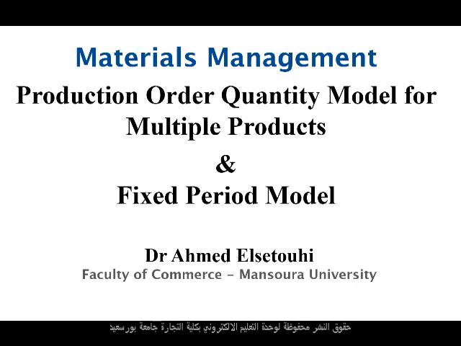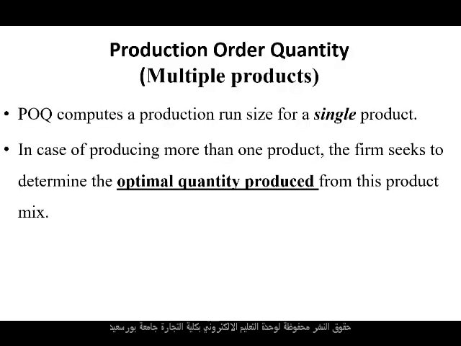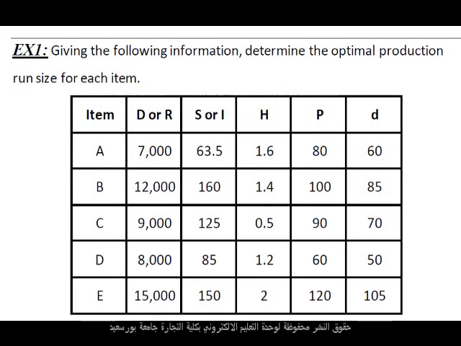I am going to talk about the production order quantity model for multiple products and the fixed period model. As I mentioned in the last video, POQ computes for a single product. However, we need to determine the optimal quantity for each product when a company produces multiple products. See the following information. Determine the optimal production run size of each item.